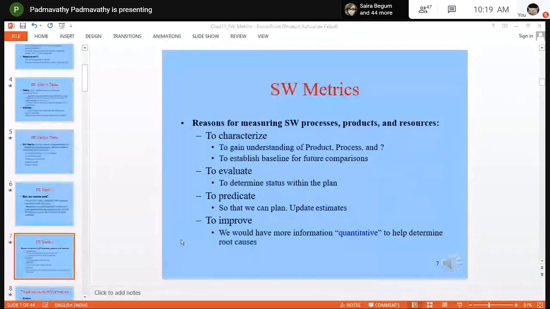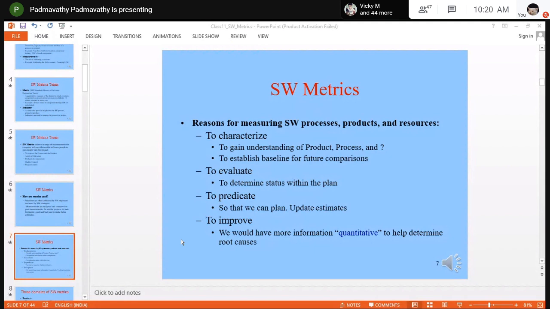So process metrics, product metrics, and project metrics are the three important domains. Process metrics, I repeat, are measures of the software development process, like the type of methodology used and other stuff. Process metrics are collected across all projects over a long period of time. So their main intent is to provide indicators that will lead to long-term software process improvement.